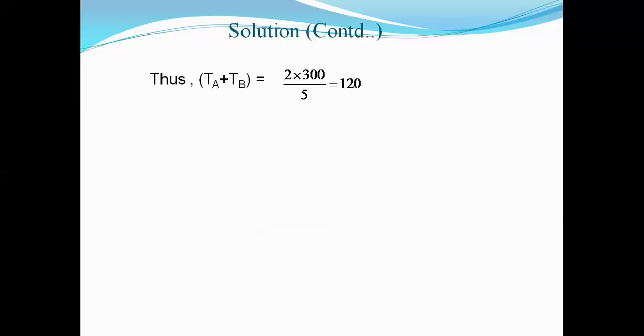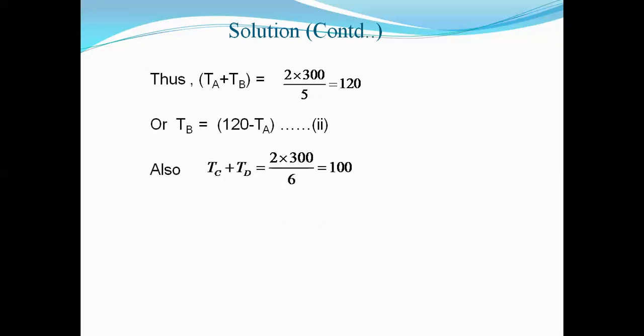Taking the 2 and the 5 to the other side, TA plus TB is equal to 2 into 300 by 5, which is 120. So TA plus TB is equal to 120, and TB is equal to 120 minus TA.